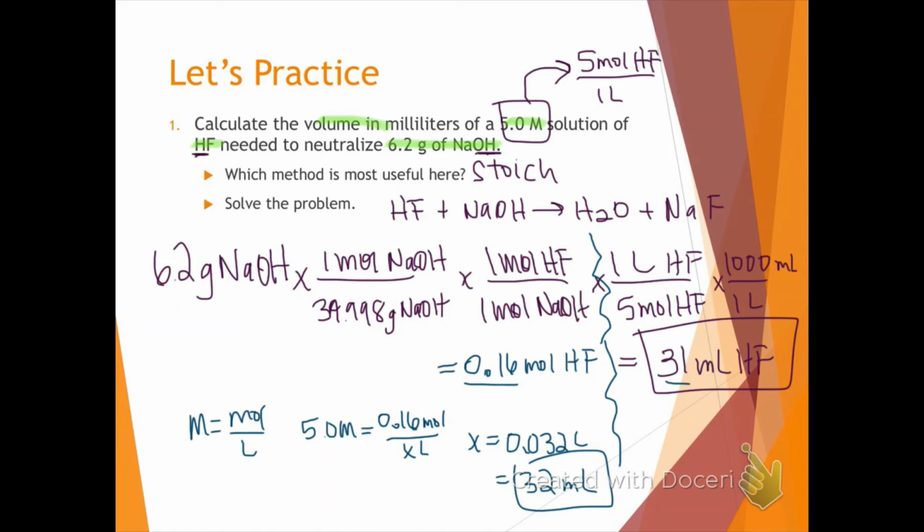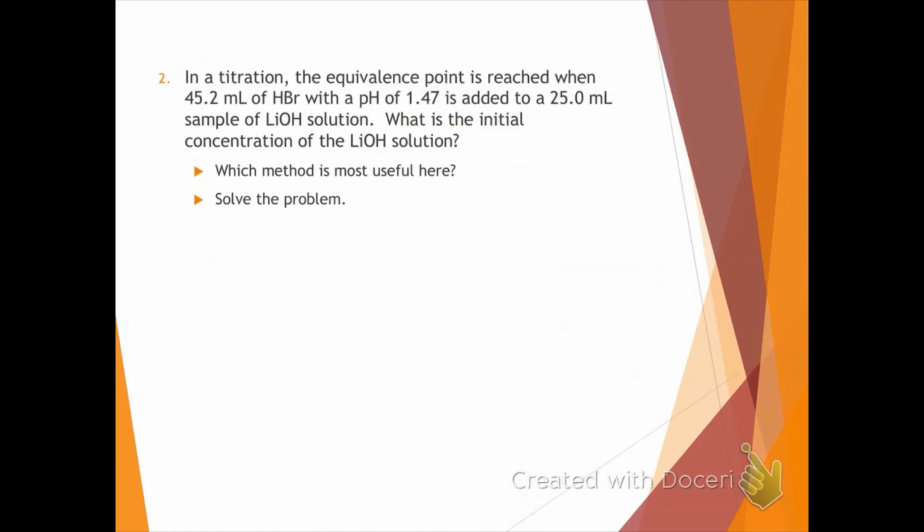So let's look at one more problem here, number 2. On number 2, we have a titration happening. We have 45.2 milliliters of HBr, and we're given its pH. We have 25 milliliters of the LiOH. We're looking for the concentration of the LiOH. Well, here we were given aqueous solutions in a titration, so the shortcut is going to work best.